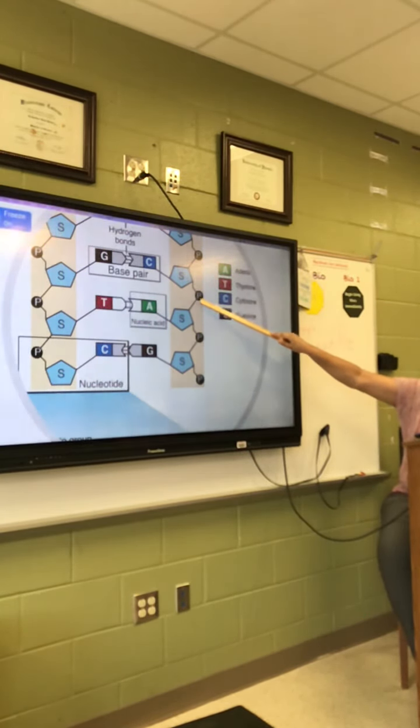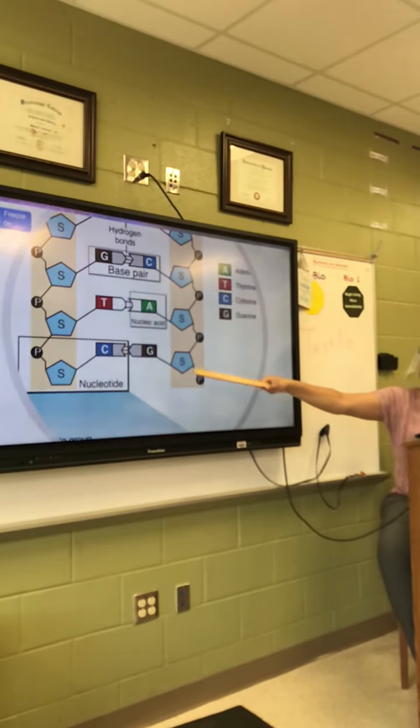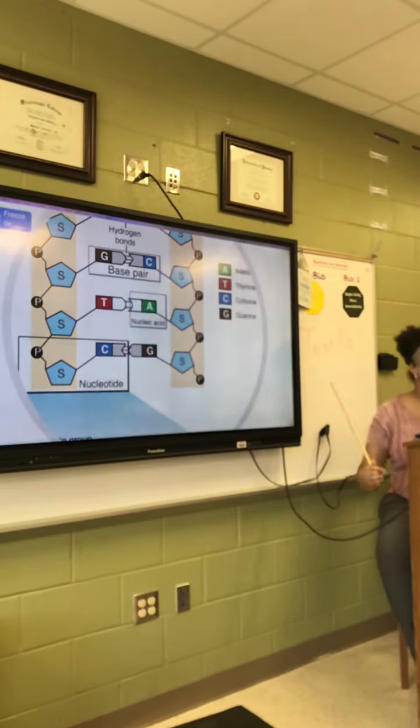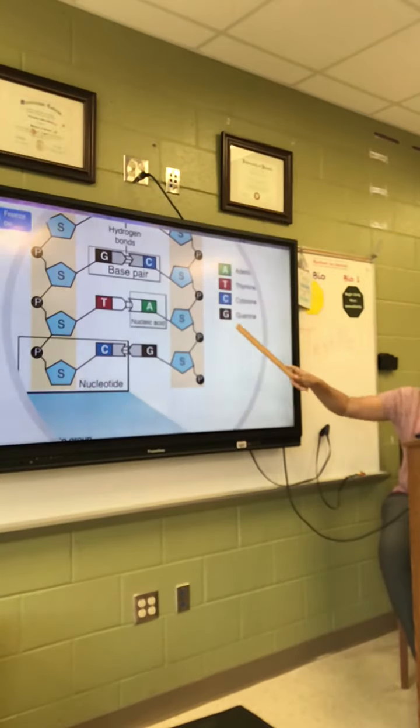You see how the backbone is a solid line? Y'all see that? This is because this is a covalent bond. Okay? This is a strong covalent bond. But this right here is a hydrogen bond because we don't want that bond to be permanent. We need that bond to be able to break and reform. Okay? Y'all with me? All right.